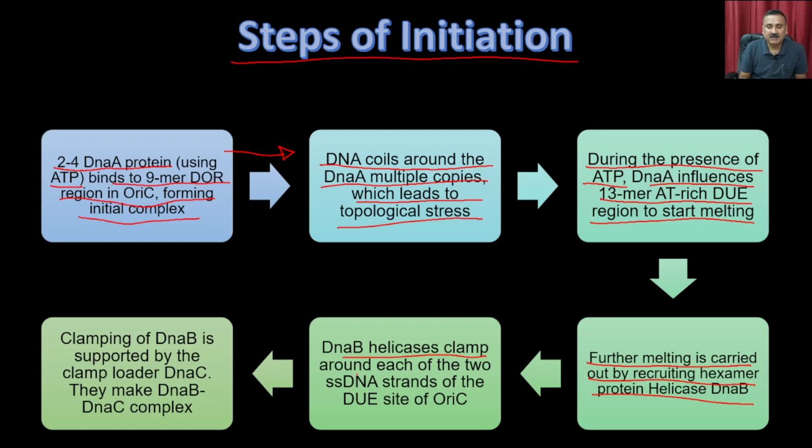DnaB helicase clamps around each of the 2 single stranded strands of the DUE site of the origin of oriC, and the clamping of DnaB is supported by the clamp loader DnaC. They make the DnaB-DnaC complex, and that is how you get the initial melting of the DNA at the origin of replication, and that is how it is going to form the replication fork and the replication bubbles.